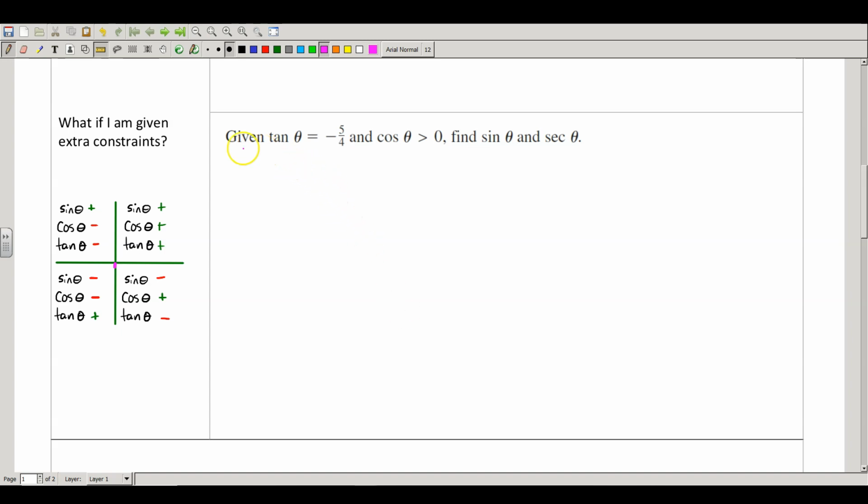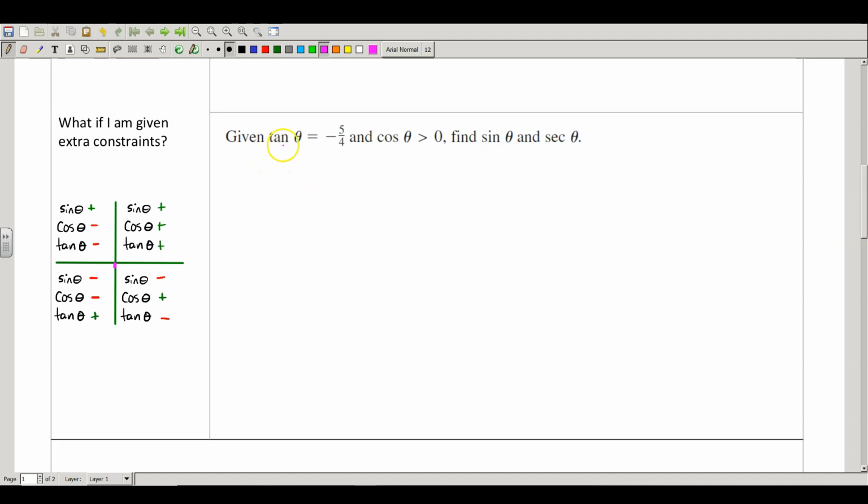If you haven't written down this problem, go ahead and write it down. It says, given that the tangent of an angle is negative 5/4 and cosine is positive, find the sine and the secant. In this problem, we're not given an angle. We're not given find the tangent of pi over 3, so we're not going to use the unit circle necessarily here. We're just going to go back to our right triangle SOHCAHTOA roots.